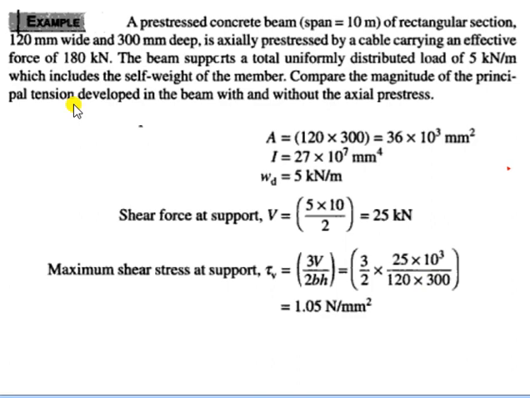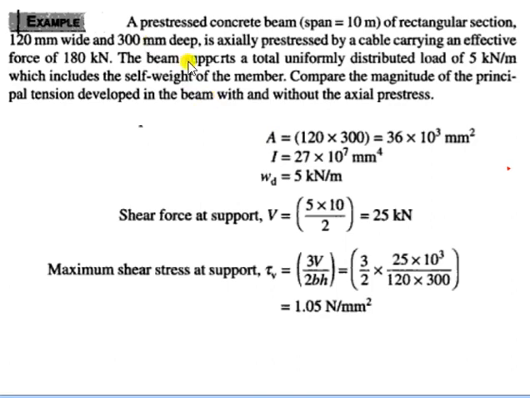So the first example is a prestressed concrete beam. Span is 10 meter, of rectangular section, 120 mm wide and 300 mm deep, is axially prestressed by a cable carrying an effective force of 180 kN. The beam supports a total uniformly distributed load of 5 kN per meter, which includes self-weight of the member. Compare the magnitude of principal tension developed in the beam with and without axial prestress.